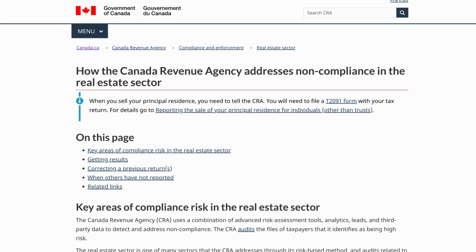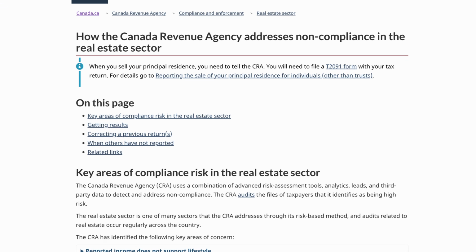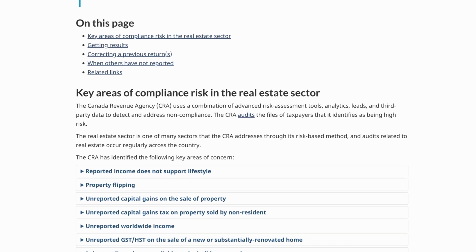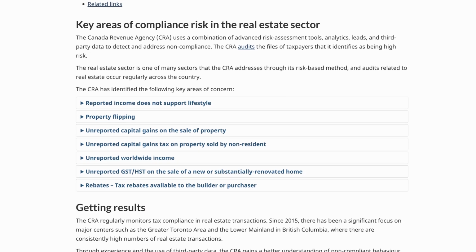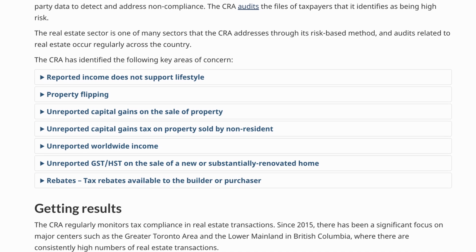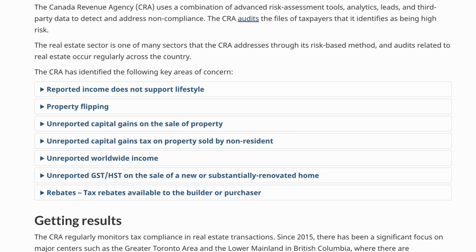As a matter of fact, CRA has published a dedicated page on its website to identify the key areas of compliance risk in the real estate sector. If you do a Google search for CRA and real estate industry, you would be able to find this particular page. Now, the key area of concern CRA has identified includes reported income that does not support lifestyle. So if you report very low income, but you are living a lavish lifestyle, including driving a $100,000 car and having multiple mansions, that is one of the areas that CRA is focusing on.